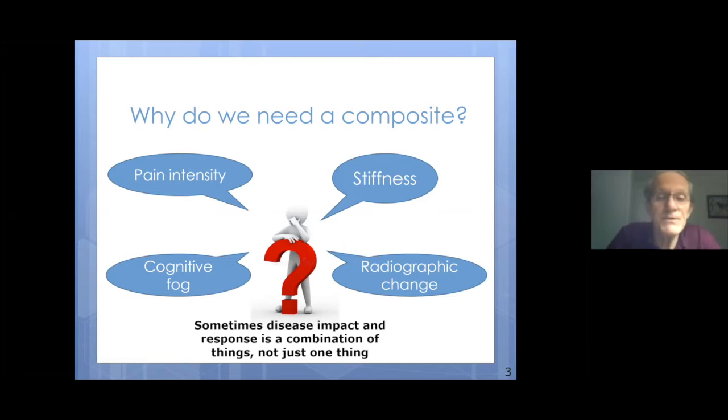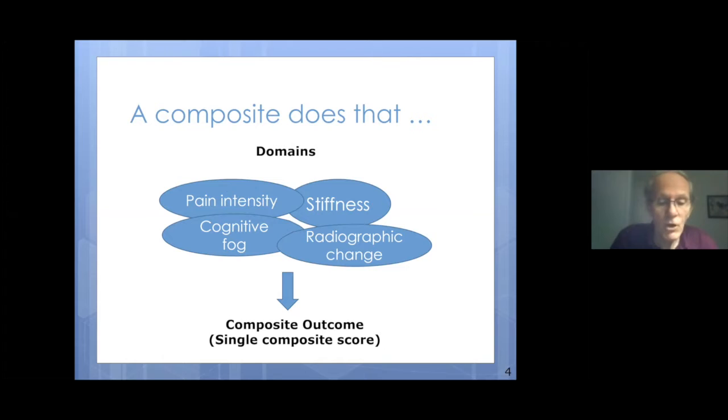Why do we need a composite? For a patient, the disease impact and response may not just be for one thing, but actually a combination of things. It may not just be for pain intensity or stiffness or radiographic change or cognitive fog, but rather a combination of these domains. A composite does this by bringing together scores on each domain into a single composite score. Sounds great, and conceptually it should work well in a field such as arthritis, where a spectrum of domains is of interest. But we need to take care to make sure that we have balanced all the different elements to get a meaningful score.